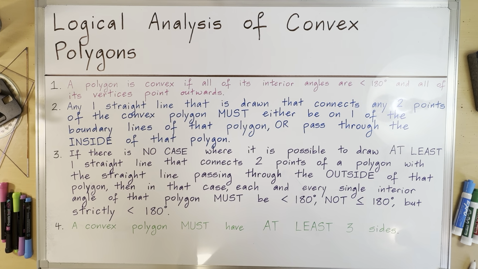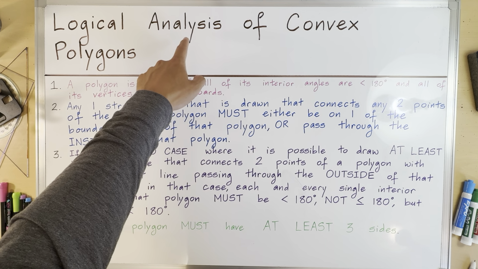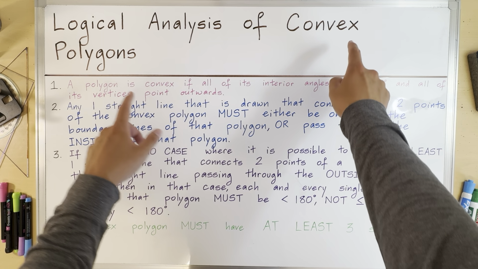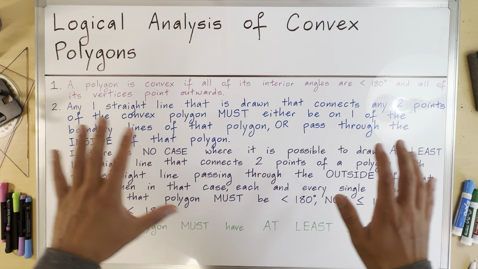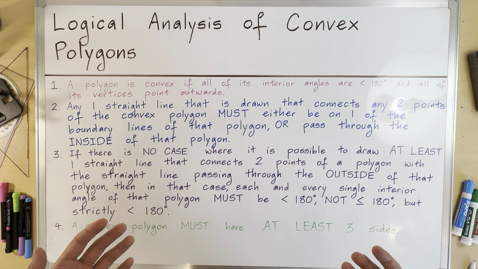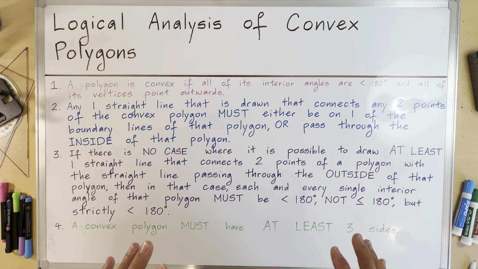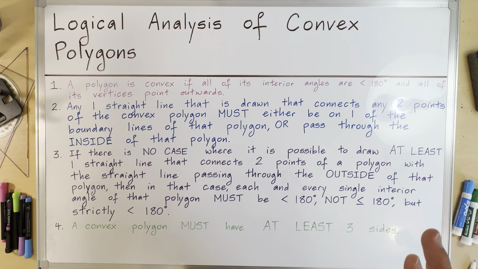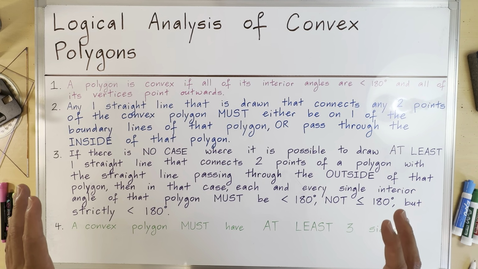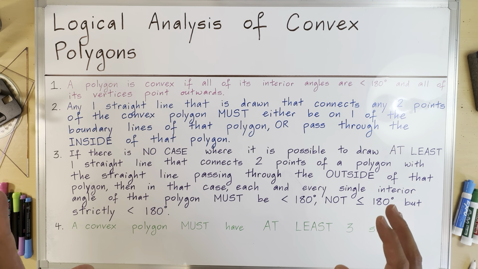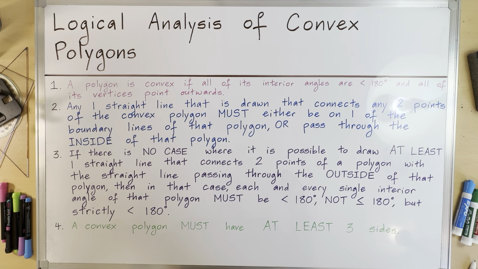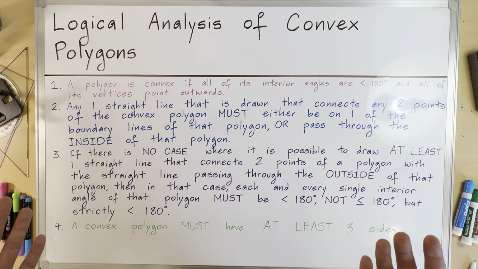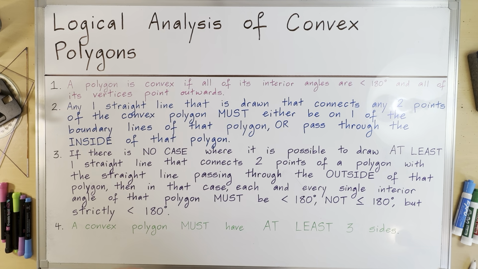This lesson is about logical analysis of convex polygons. Now, we have a lot of words here, and it seems very confusing, but fear not. Don't worry. We will read all of this word for word slowly together, and I will demonstrate and illustrate with pictures so that we're all going to understand it, and at the end, it will make logical sense. So let's get started.